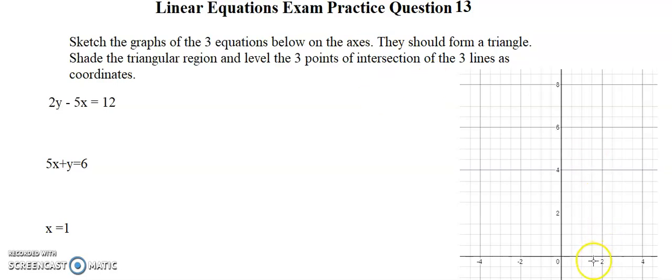So the first thing we need to be thinking about is making sure that we look for the easiest equation. The easiest one is x equals 1. It's a vertical line. It does not go through the y-axis, just at x equals 1, so it must go straight up.